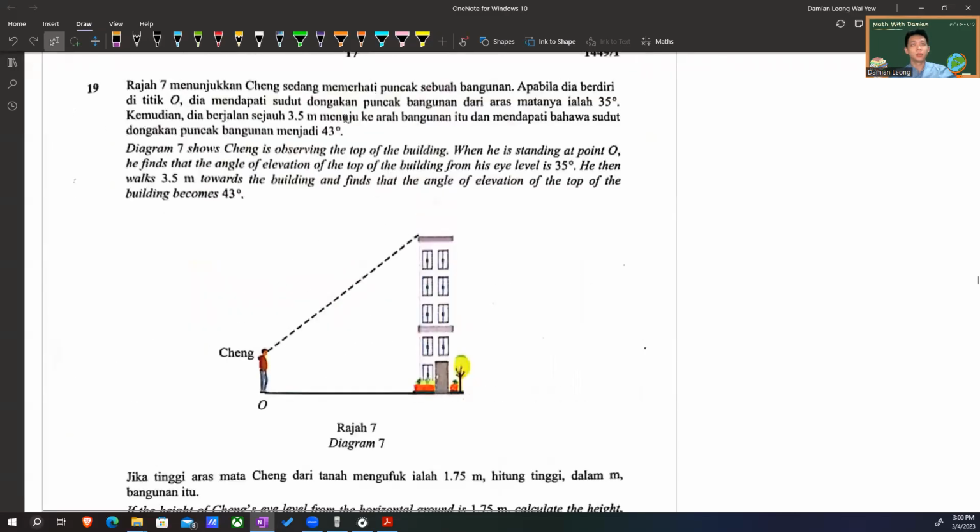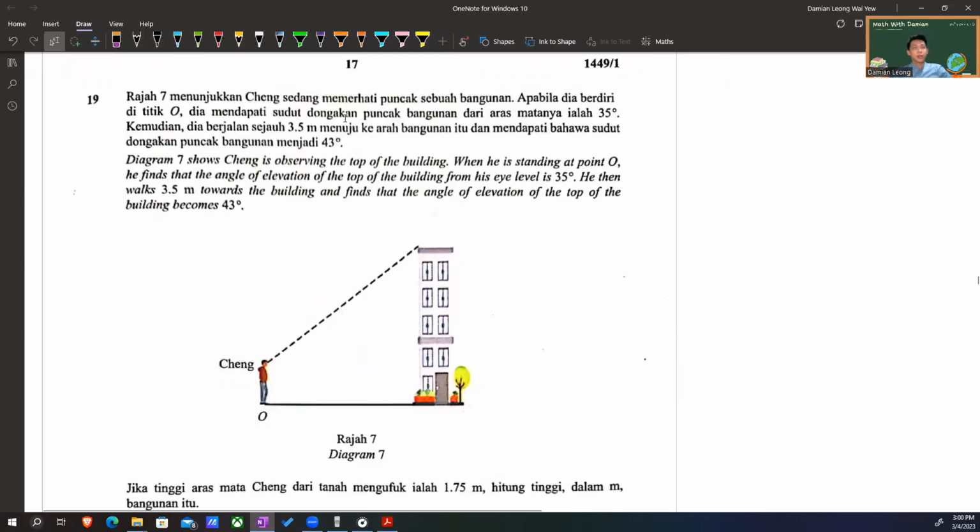Question 19. Diagram 7 shows Cheng observing the top of the building when he's standing at point O. He finds the angle of elevation of the top of the building from his eye level is 35 degrees. The angle of elevation is always compared with the horizontal line. So we draw a horizontal line here, and this angle that goes up is 35 degrees. This will be 90 degrees.